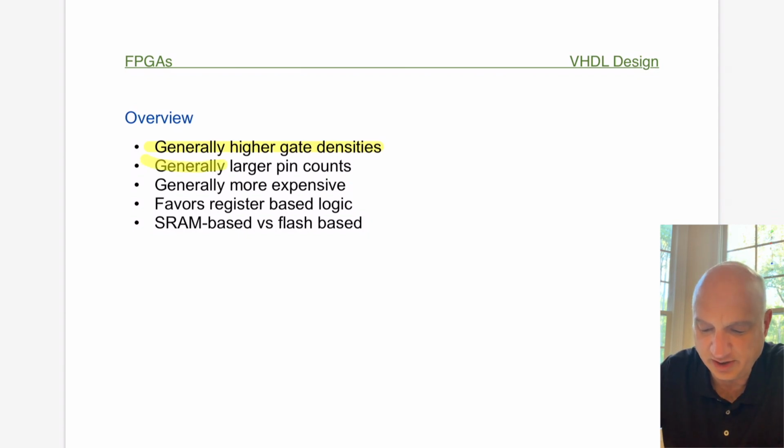Generally, they're going to have larger pin counts. You can have pin counts around 199 pins, all the way up to 600-something pins for some of the newer FPGAs out there. So there's a lot of opportunity for input-output, high-speed parallel transfers of data, et cetera, inside an FPGA.